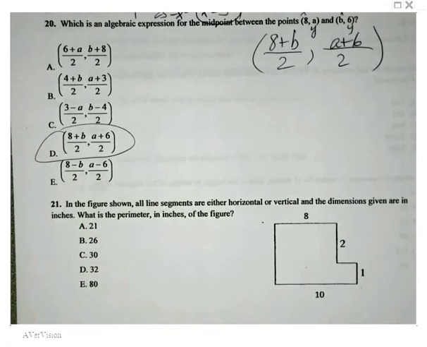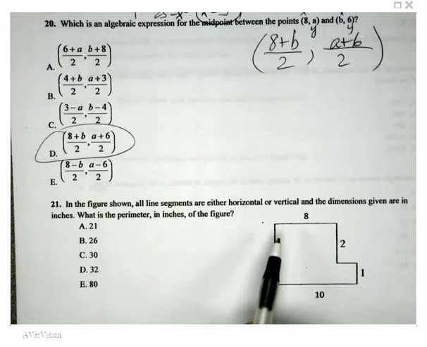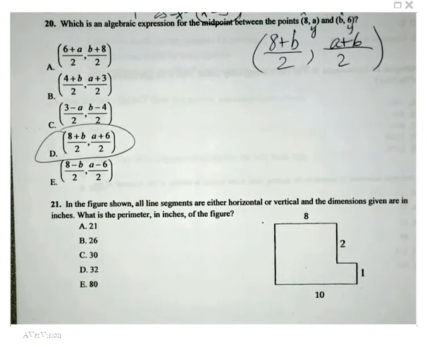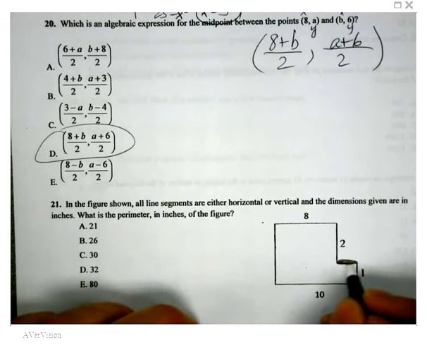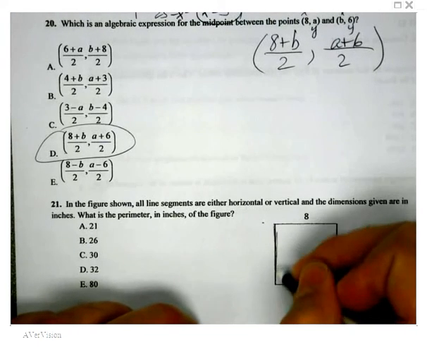That one's good to go. And finally, in the figure shown, all line segments are horizontal or vertical. The dimensions are given. Now remember, this is the one where we had pieces that were missing. I don't know how long this piece is. I don't know how long this piece is.